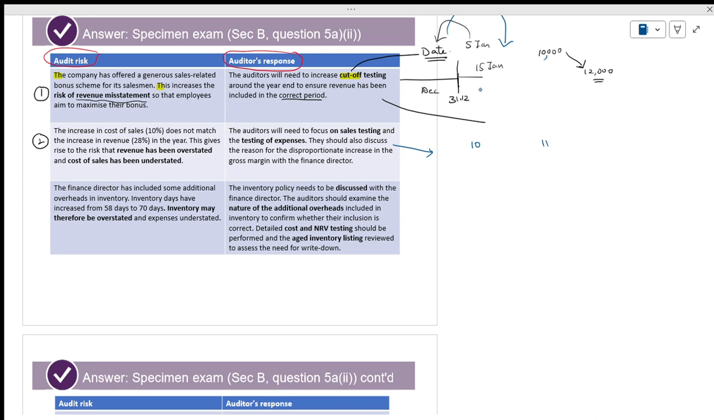Now, cost of sales is how much? It is 11 and it is 10. How are you going to make sure that it has been increased by 10%? Difference divided by base year, times 100. Difference divided by previous year times 100. Difference is 1, divided by 10, times 100. It has been increased by 10%. Any doubt, you ask me.